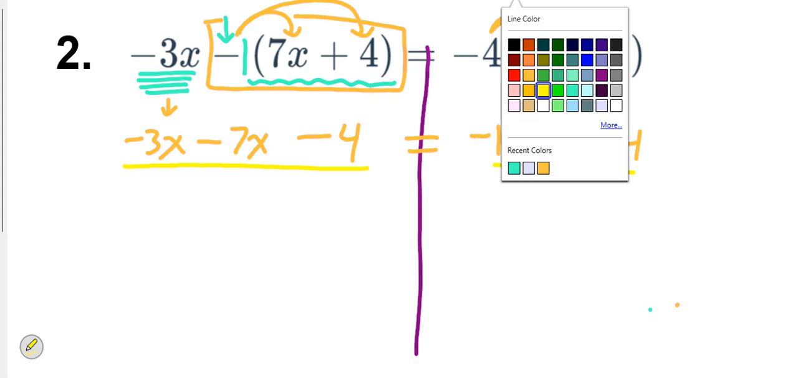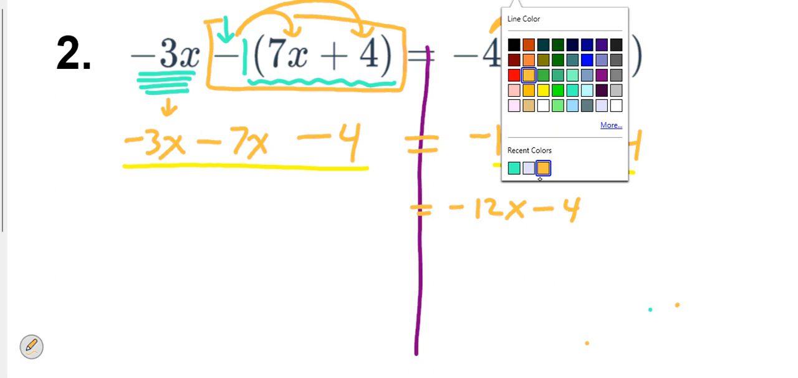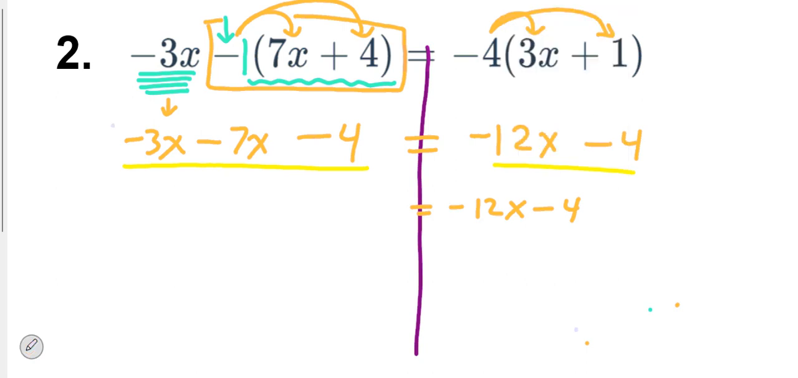In fact, we can just go ahead and rewrite the right side because we're not doing anything with it. Let's get out our lavender and let's say, oh, negative 3x, negative 7x. I combine those two. In your calculator, you could say negative 3 minus 7, or you could say negative 3 plus negative 7. Either way, you're going to get negative 10, right? So I have negative 10x. I bring down the minus 4, because we didn't have to do anything.